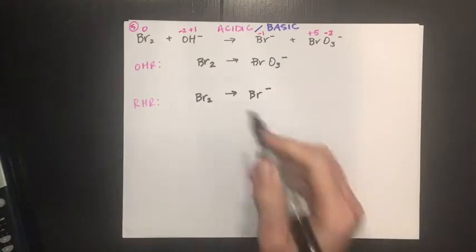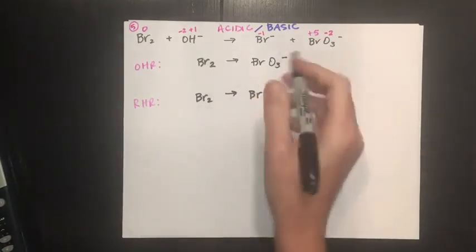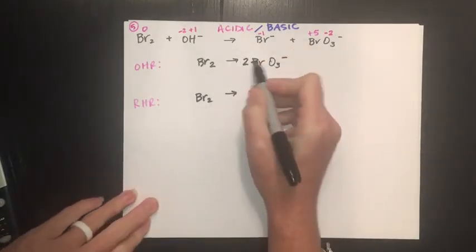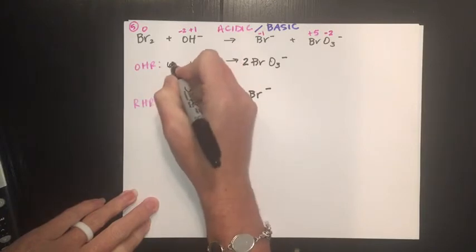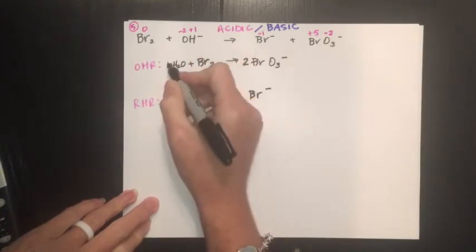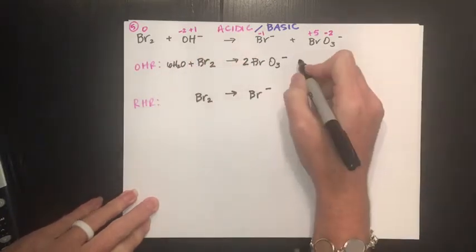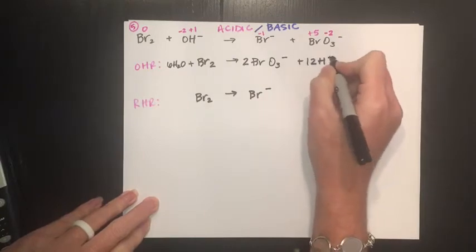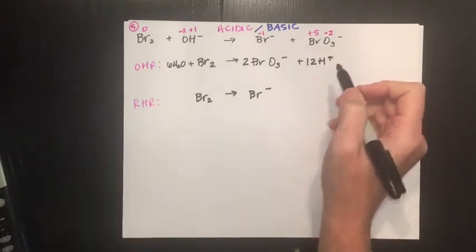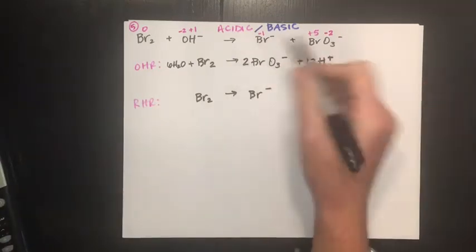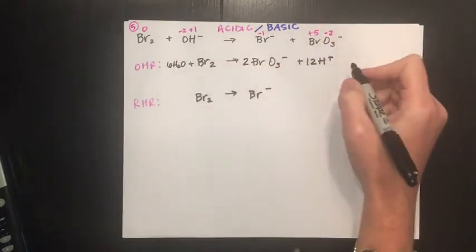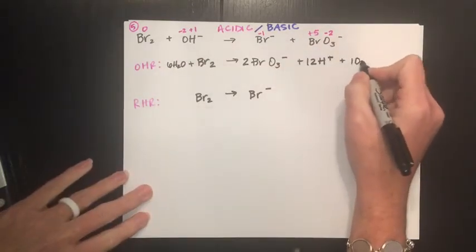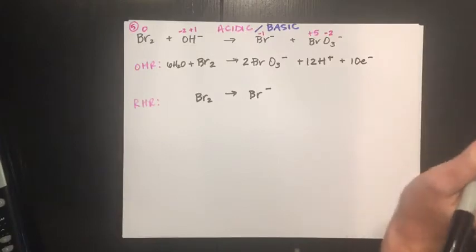Okay, so balance like normal. 2 bromines, again, be careful with that. So you need a 2 here. So that's 6 oxygens, so 6 waters. And that's 12 hydrogens, so you add 12 hydrogen ions. That's +12, that's -2, so this is a +10 over here, and this is 0. So I have to add 10 electrons.